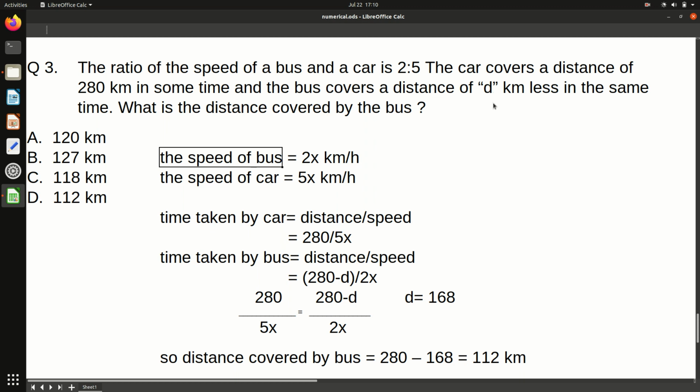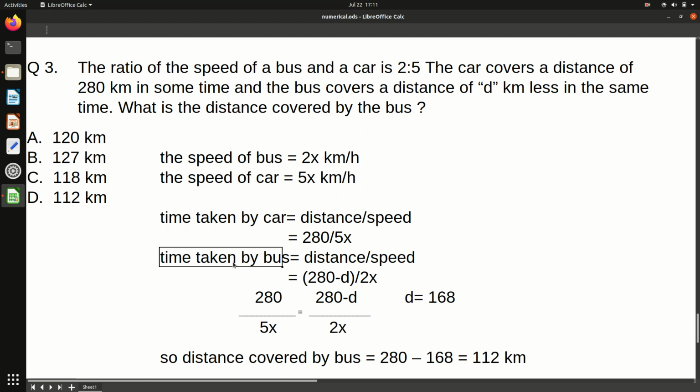Okay, so in this case it will be 280 minus d. Okay, so car will be 280 km and bus will be 280 minus d km. So distance is given. Now one important thing that we have to keep in mind is that it is given that both cover the distance in the same time.